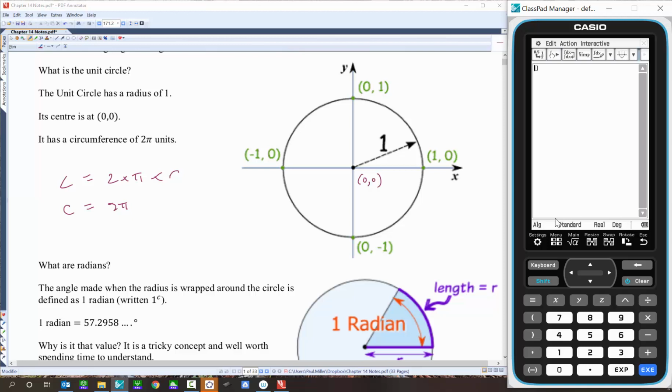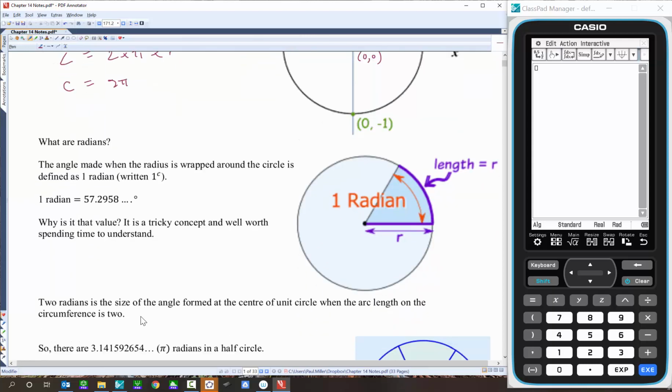For 98% of the work that we're going to do with trigonometric functions, you want to be in this mode here, rad, radians mode. So what are radians? It's the angle made when the radius is wrapped around the circle, and it's defined as 1 radian. If I grabbed this radius here and wrapped it around the circle, it would end up somewhere there, and it's roughly 57.2958 degrees.